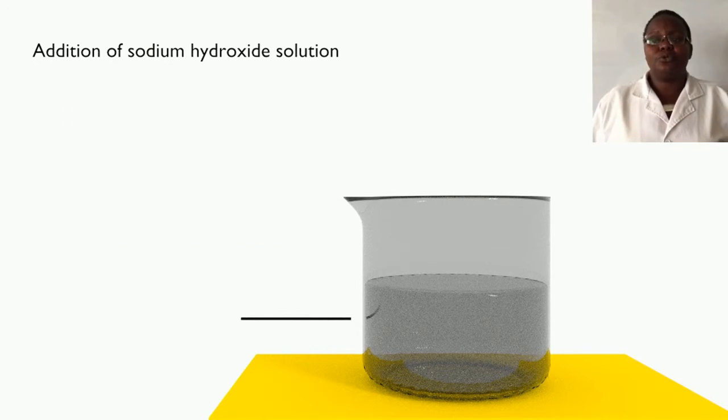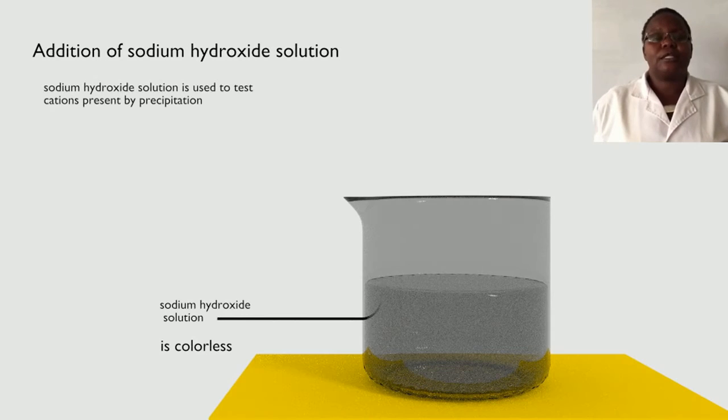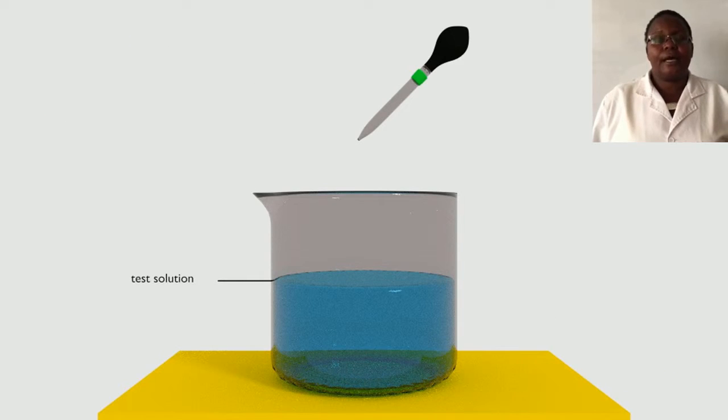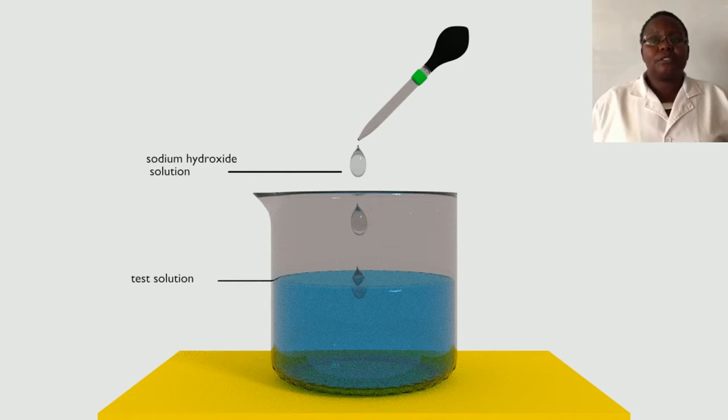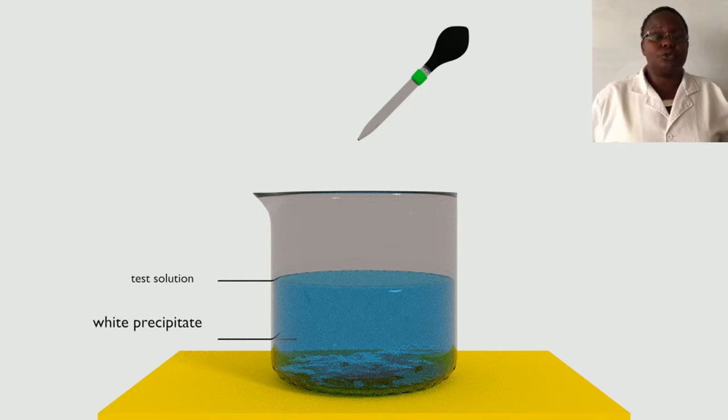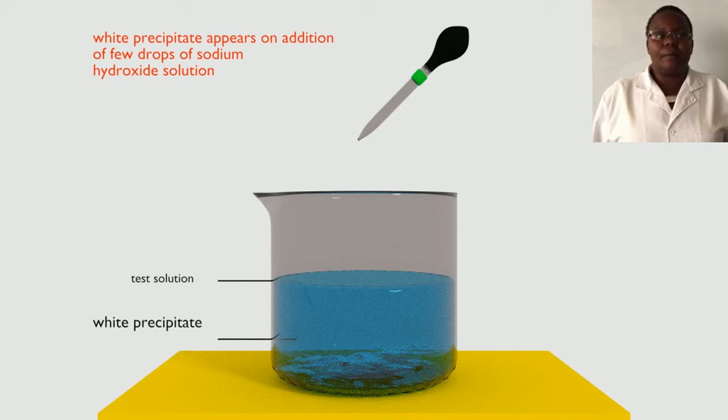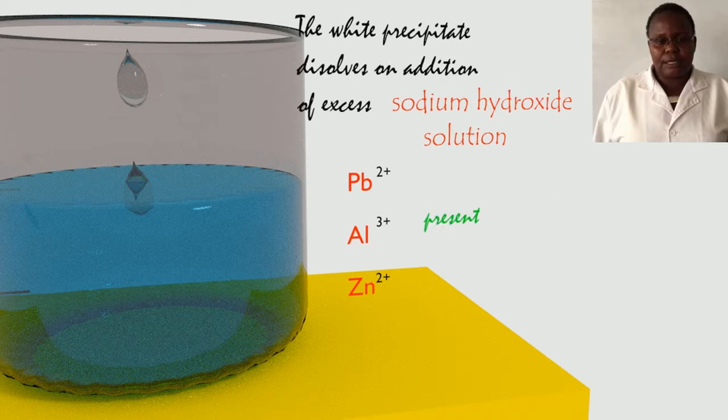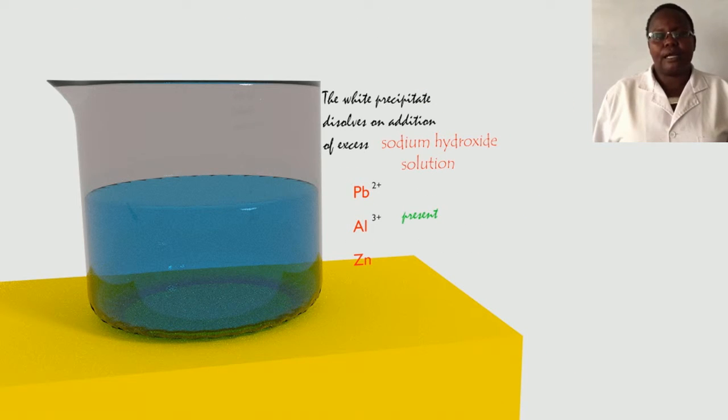The next test is the use of sodium hydroxide solution, which is used to test for cations that are present in a substance. It is used to test positively for the amphoteric ions, that is lead ions, aluminium ions, and zinc ions, where it forms a white precipitate when a few drops of sodium hydroxide are added to the test substance in solution form, and when excess is added, it dissolves to form a colorless solution.